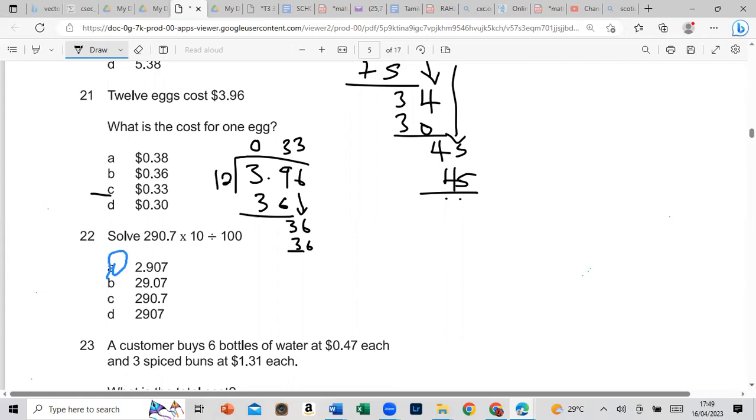Yes, because we're going to move the decimal place 1 place to our right. That's what we multiply. So we get 29.07. But when we divide it by 100, we just move the decimal place 2 times. So right here, 1, 2. That's 2 jumps to the right. Yeah, very good.